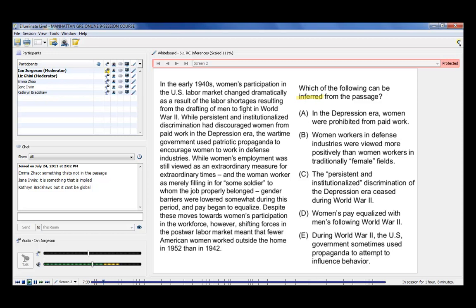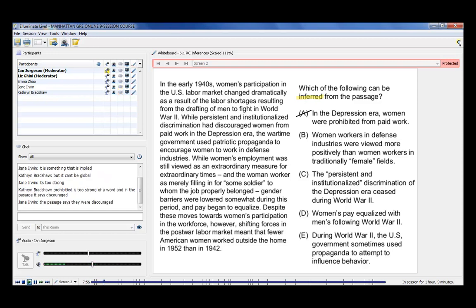So what about answer choice A? In the Depression era, women were prohibited from paid work. No one picked that. Why not? Yeah, I think the word they used was discouraged. Yeah, Jane, exactly. I think they said discouraged. Let me find it. There we go. They didn't say prohibited. Okay, nobody in the class picked answer choice B. Women workers in defense were viewed more positively than women workers in traditionally female fields. Where do we see that?